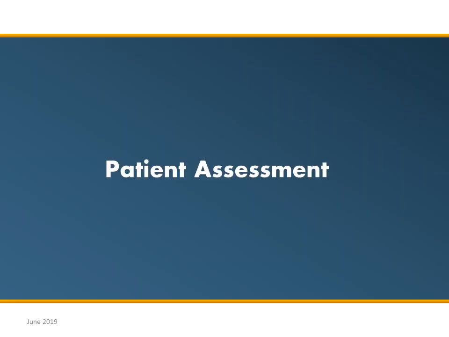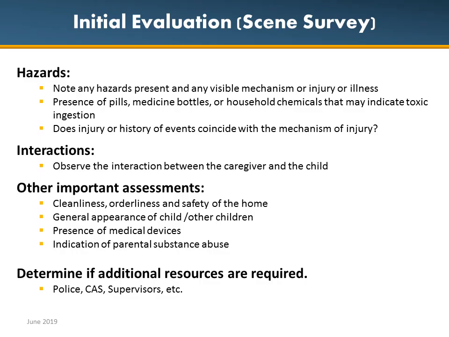So, patient assessment. Your initial evaluation or scene survey is not that much different from the adult population. Remember to look for hazards. Any hazards that are present and visible can tell you about the mechanism of injury or illness for the patient's presentation. Look for pills, medicine bottles, and household chemicals that may indicate toxic ingestion.